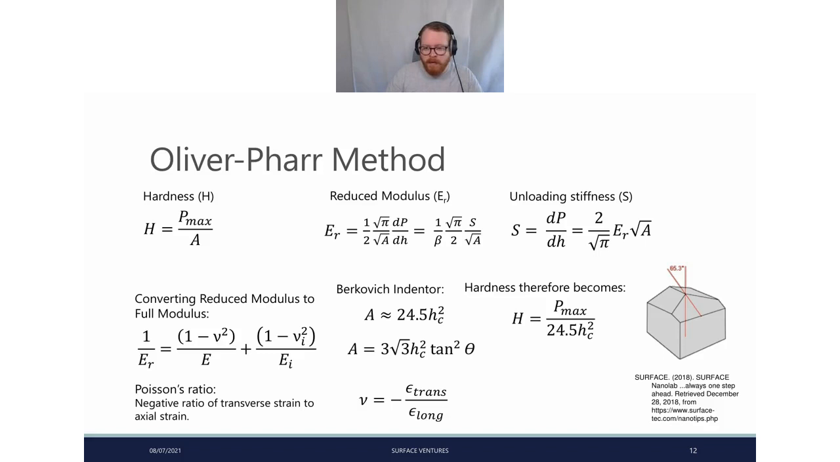Typically, you generally see full modulus reported in research papers now, although occasionally you would still see a reduced modulus, because if you're dealing with a material where it's quite difficult to determine the Poisson's ratio, it's better to report what we can actually determine. Our area for a Berkovich indenter, at least, which is our most typical one, is 24.5 times the contact depth squared. And we can then generate this hardness formula, Pmax divided by 24.5 times Hc squared.